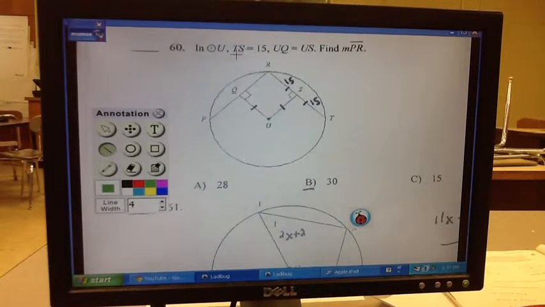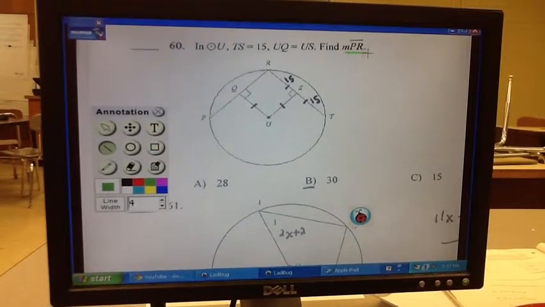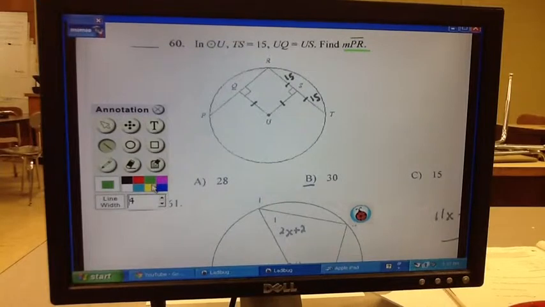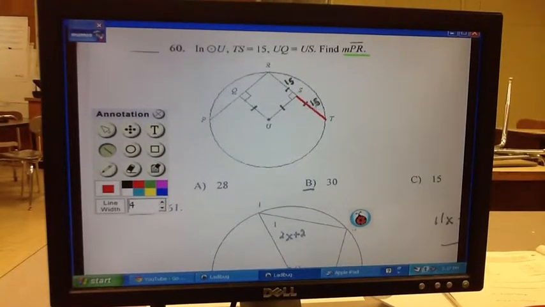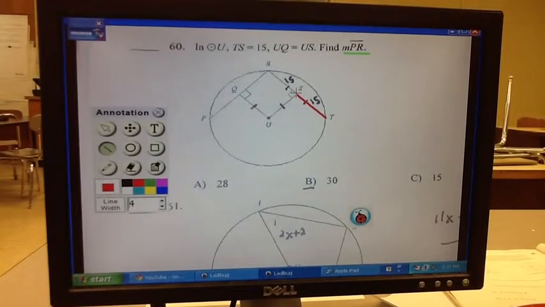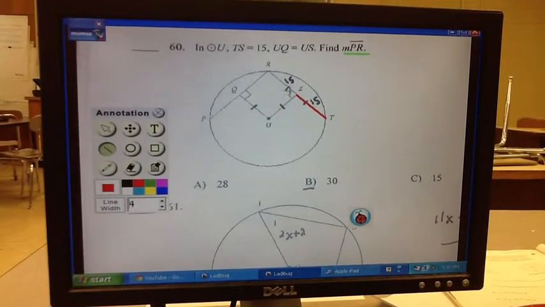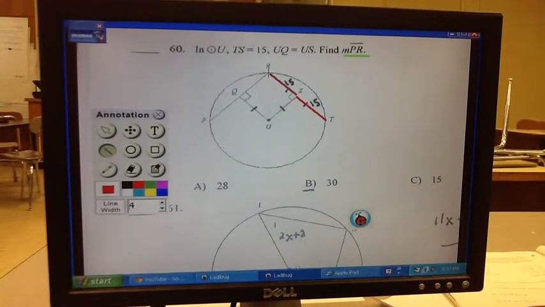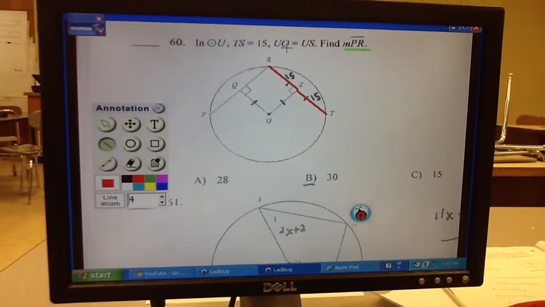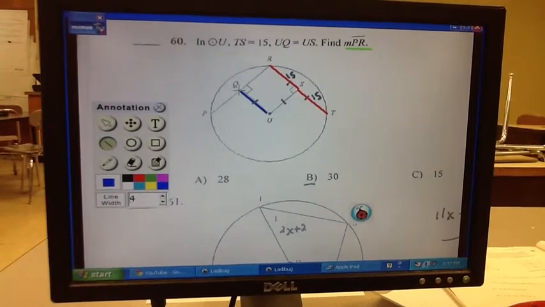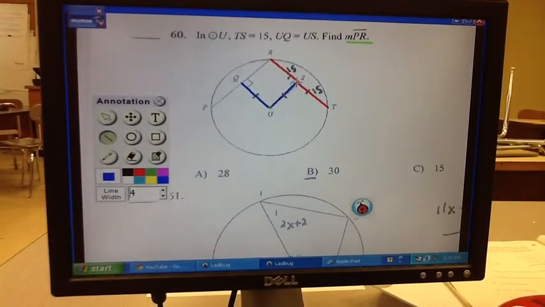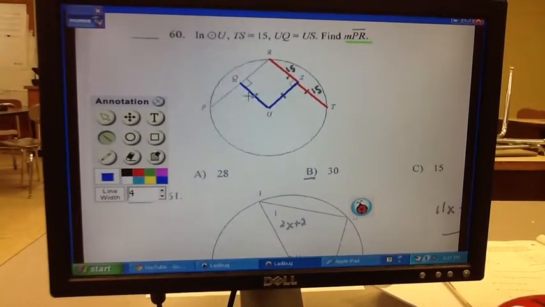Question 60. Find P to R. They give us T to S. So T to S is 15. We got that 90-degree angle. This here is going to be 15 as well, so I went ahead and marked it. R to S is 15. And then it says U to Q. U to Q and U to S are the same, so obviously those two are the same.